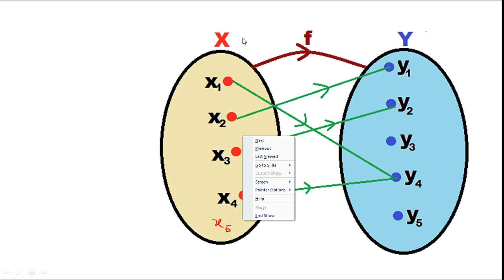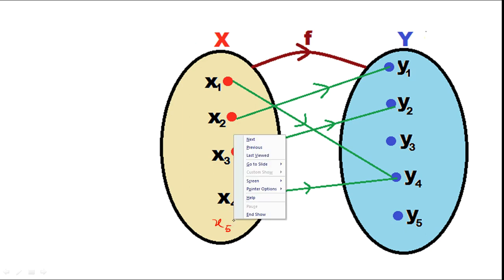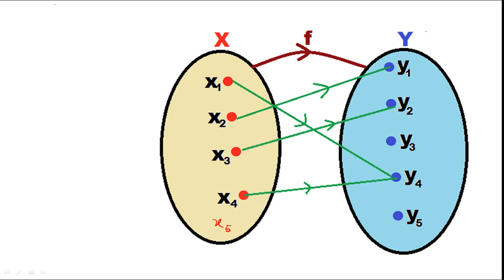What does it mean? Every element of set X must have an image, and this image is unique. Here you can see that x1 is having image y4, and x4 is also having image y4. But this y4 is unique for x1 and this is also unique for x4. No element of set X can have more than one image.